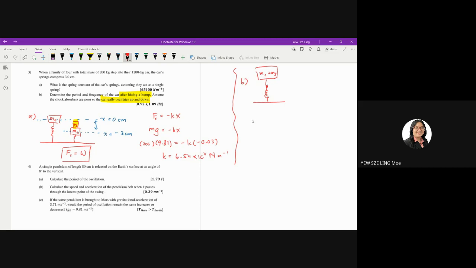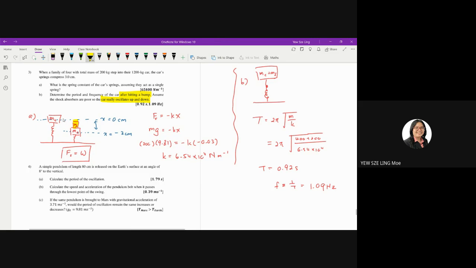So now let us calculate the period. It's a spring, therefore period T equals 2 pi square root M over K, which equals 2 pi square root of MC, 1200, plus the mass of the family, 200, divided by K, 6.54 times 10 to the power of 4. So T is then equal to 0.92 second. Once you have the period, you can then determine the frequency. Frequency f equals 1 over T, which equals 1.09 hertz.